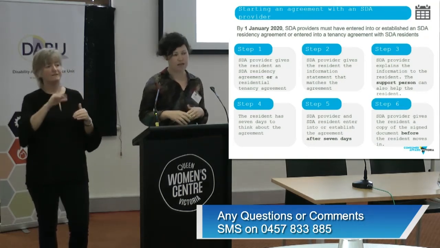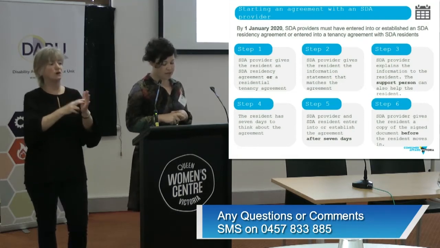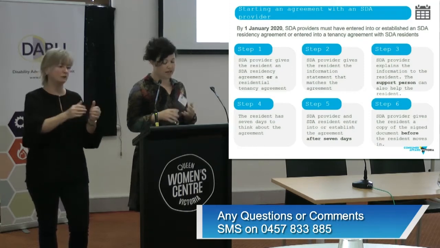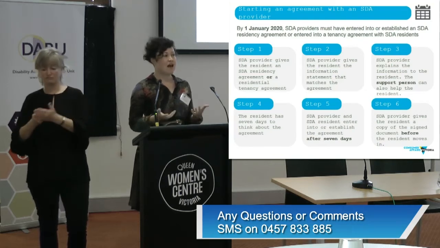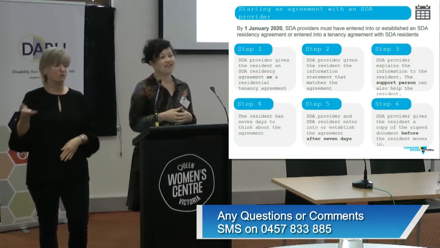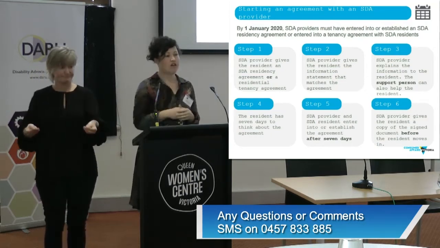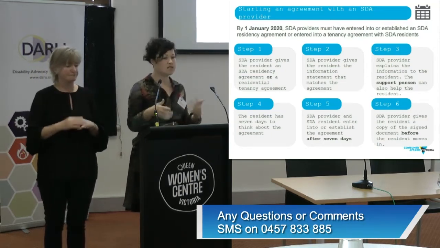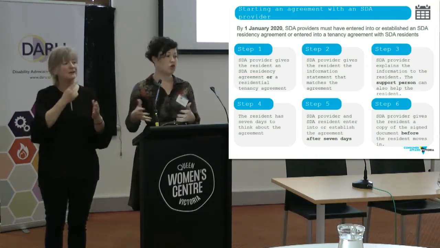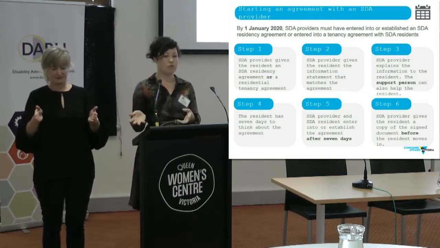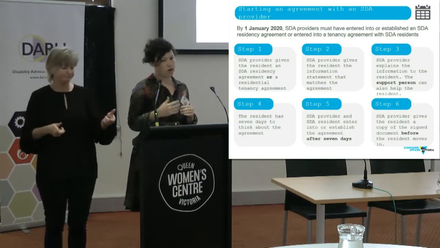So the process that's happening, and this is a process for entering into or establishing an agreement. So the first step is the SDA provider gives an SDA residency agreement or a residential tenancy agreement to the SDA resident. And ultimately, the SDA provider can decide which type of agreement that they will offer in their SDA dwelling. We have been attending some sessions with SDA providers to set this out, noting that the type of agreement they choose will then determine the type of residents that they can welcome into their property if someone was to leave. So they choose a type of agreement that they want to offer.